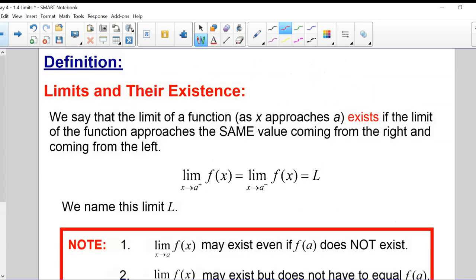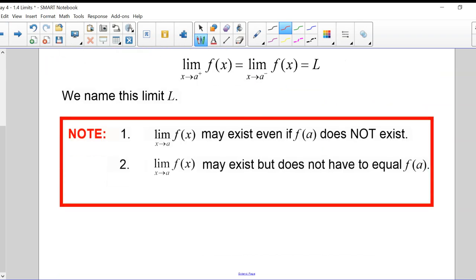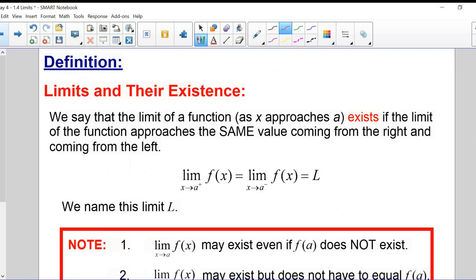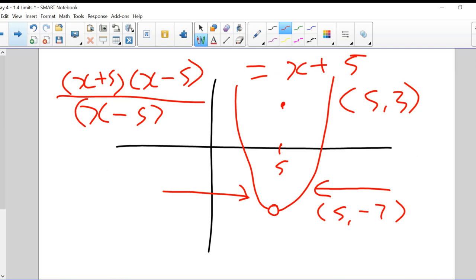Let me go back to the chart again. The limit may exist even if f of a doesn't exist. That's point 1. F of a may exist, but it's not equal to the limit. That's also possible. F of a may be some other number, like in the example I showed you a while ago, where f of a was, I think I used 6. What did I use? Oh, sorry, 3. F of a is 3, but as it says, the limit is going to be something else. The limit is going to be minus 7 in that case.